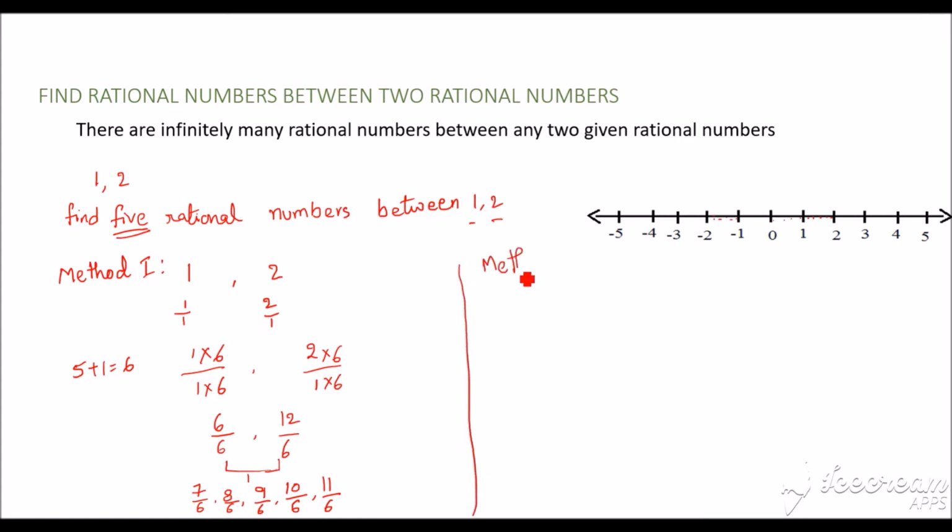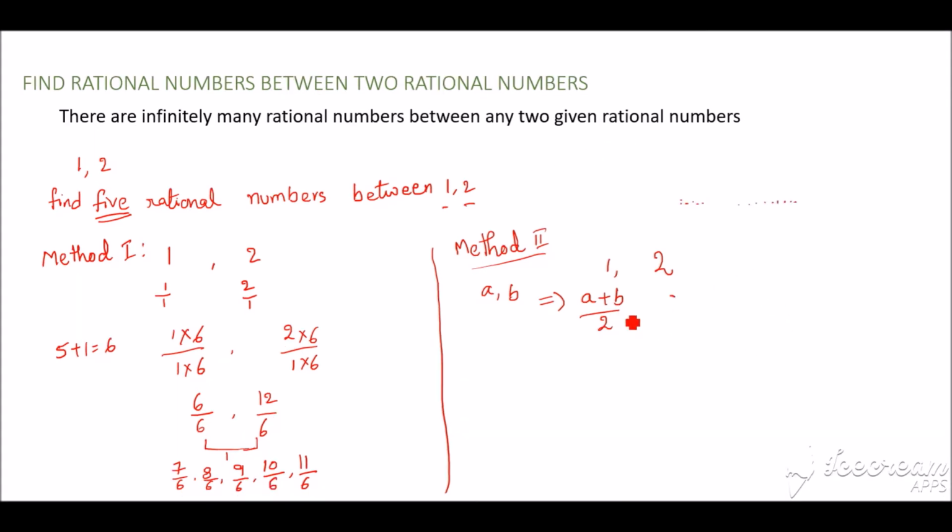Method 2. In method 2, again I am taking 1 and 2. Suppose a and b are two rational numbers, then (a plus b) by 2 will always lie in between a and b. That means take a as 1 and b as 2. So 1 plus 2 by 2, it's nothing but 3 by 2. 3 by 2 will lie in between 1 and 2.